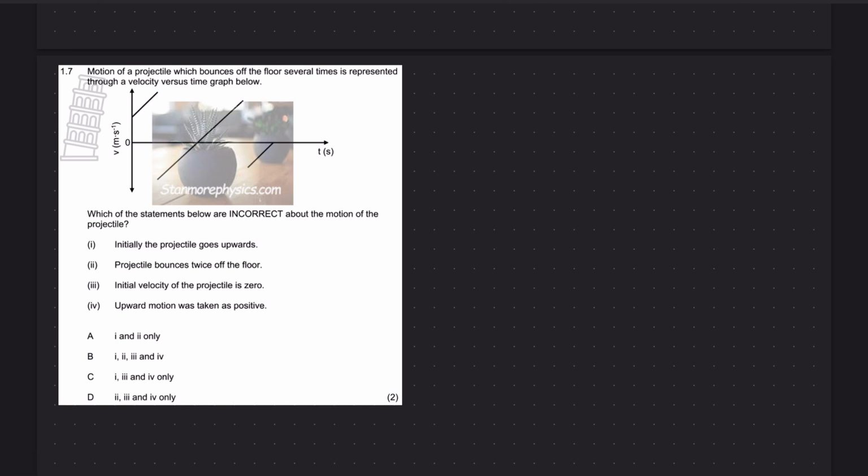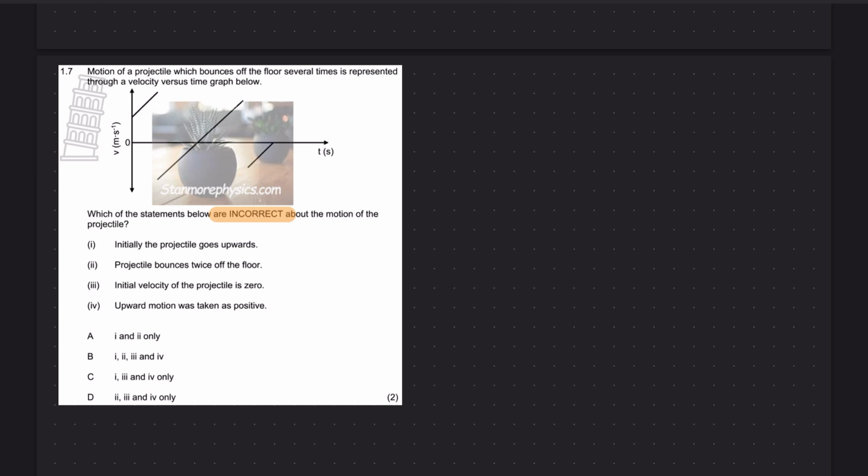Question 1.7. The motion of a projectile which bounces off the floor several times is represented through a velocity time graph below. So we can see this graph. Which of the following statements below are incorrect about the motion of the projectile? Okay, so in the first one, initially the projectile goes upward. The projectile bounces twice off the floor. The initial velocity of the projectile is 0. Upward motion was taken as positive.